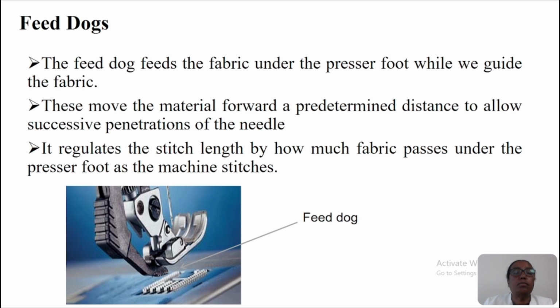Another feeding mechanism part of the sewing machine is the feed dog. The feed dogs move the fabric under the pressure foot while sewing. The feed dog assists with the pressure foot, helps to guide the fabric, and moves the material forward a predetermined distance to allow successive penetration of the needle. It regulates the stitch length by how much fabric passes under the pressure foot as the machine stitches.